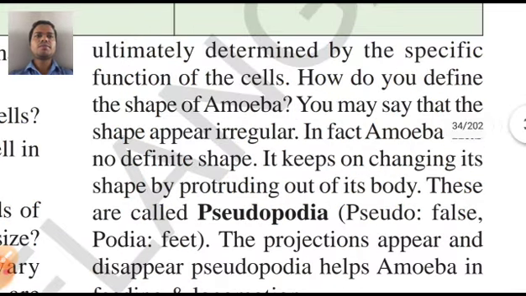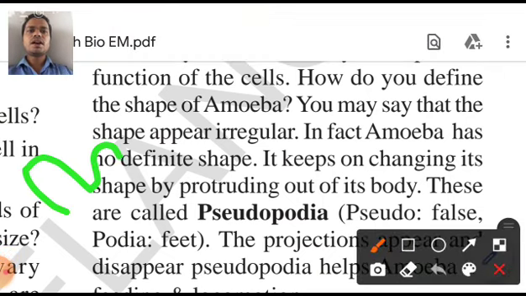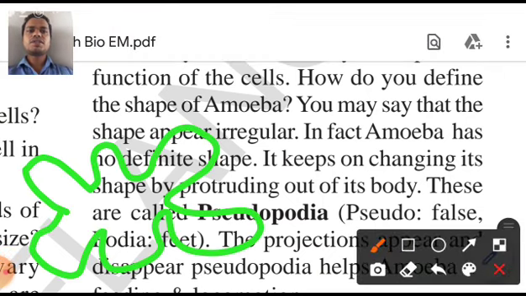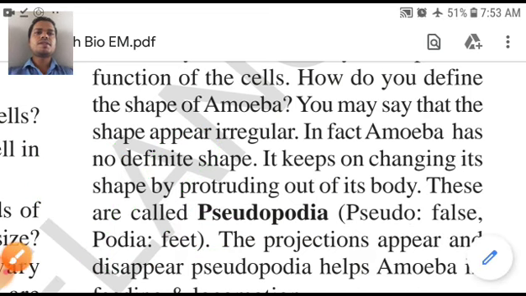How do you define the shape of an amoeba? Does the amoeba have any shape? Now if you see an amoeba, every time it will change its shape. That's why it does not have any shape. You may say that the shape appears irregular. It is not regular; every time it changes. In fact, the amoeba has no definite shape. It keeps changing its shape by protruding out of its body.